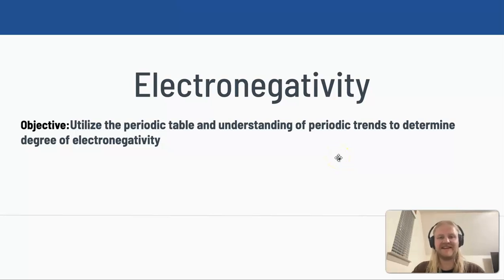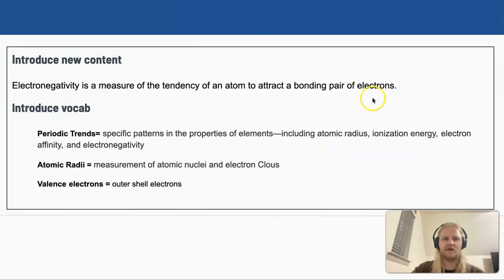Welcome to your first lesson in Unit 6, Electronegativity. The objective for this lesson is to utilize the periodic table and understanding of periodic trends to determine the degree of electronegativity. All right, so what is electronegativity?